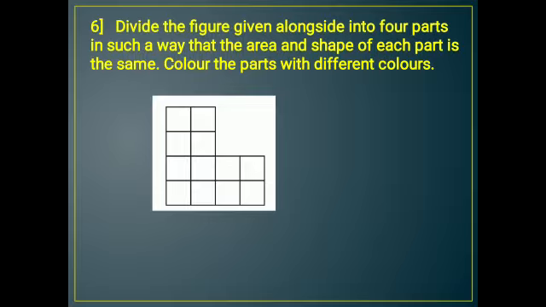Now we will move on to our sixth question. Very easy. There are boxes given there. How many boxes are there? We will count 1, 2, 3, 4, 5, 6, 7, 8, 9, 10, 11, 12. So we have to divide the figure in such a way that it is divided into 4 parts. The area and shape of each part should be the same, and we have to color the parts with different colors.